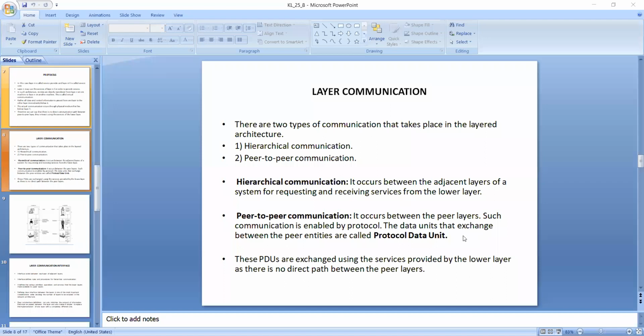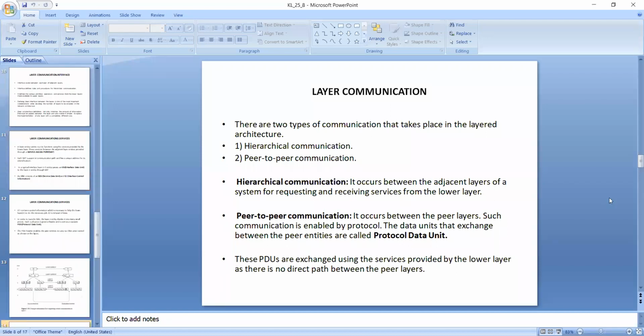So the data units that are exchanged between the peer entities are called protocol data units. These PDUs are exchanged using the services provided by the lower layer, as there is no direct path between the peer layers. So there is no actual communication between the two peers. Between layer 1 and layer 1, there is no direct communication. It is virtual communication. So that data has to be exchanged only through the physical medium. From the physical medium, it reaches the lower level. From the lower level, it reaches the higher level.